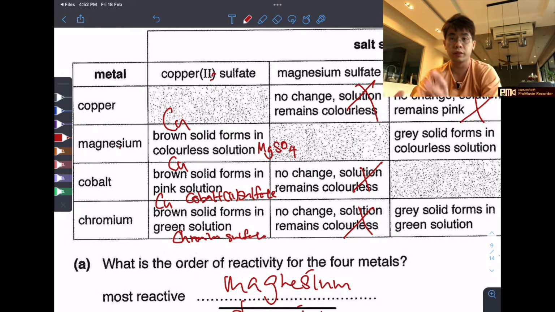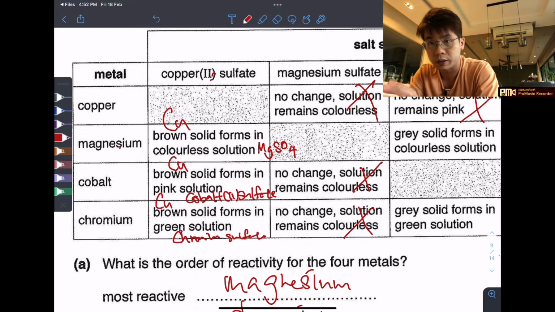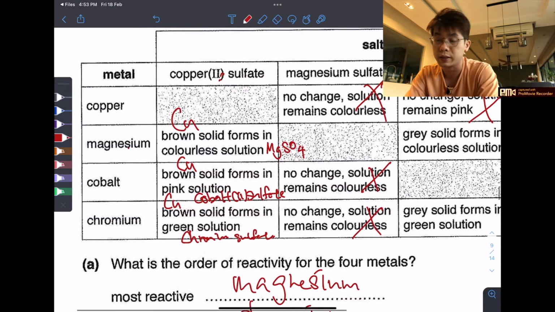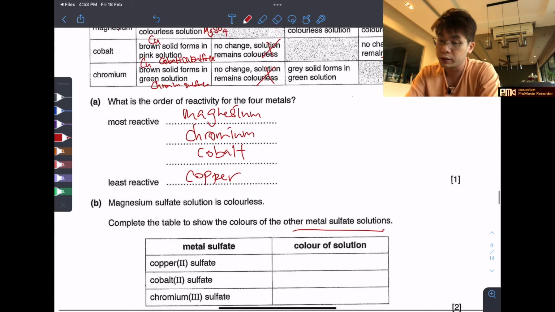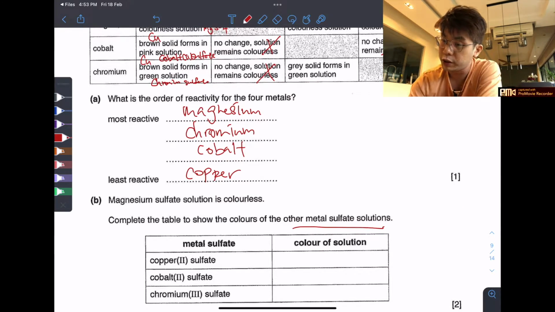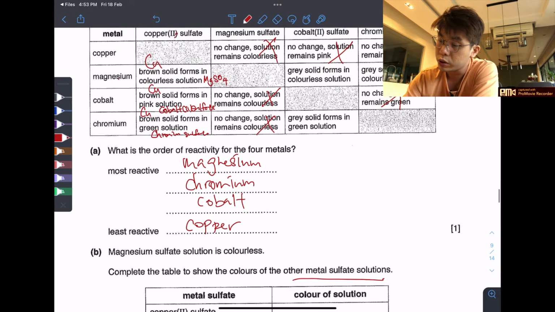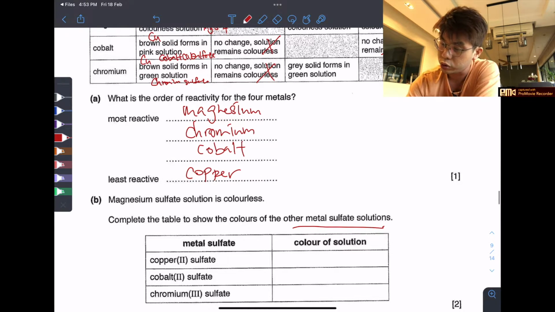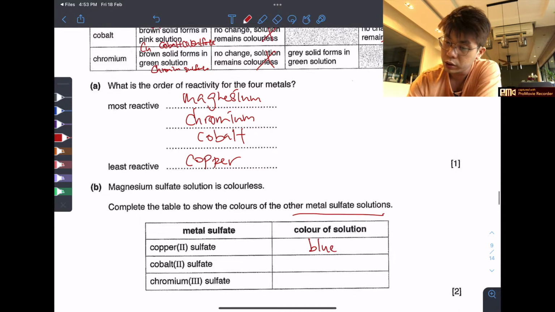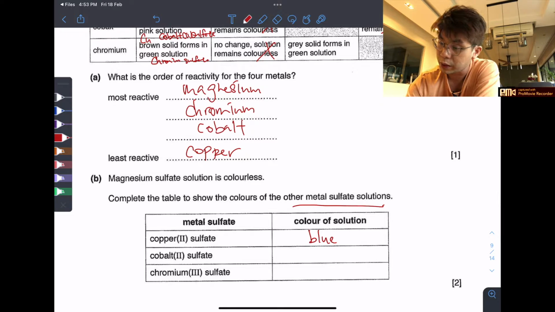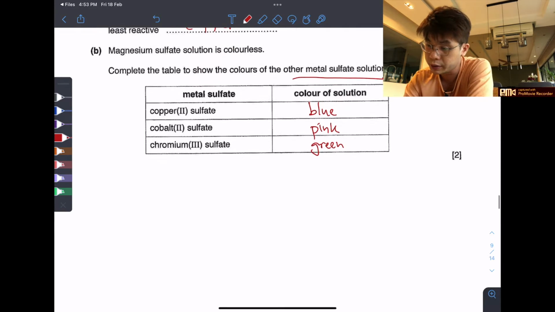This is a very important skill, how to look at the experimental results to determine the color of the solution. So please keep this in mind. Let me just write it again. Copper sulfate is blue. You should know this color, blue. Cobalt 2 is pink, and then chromium 3 is green. Okay, let's take a look.